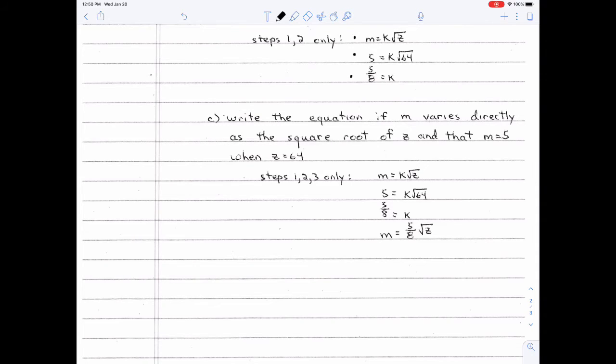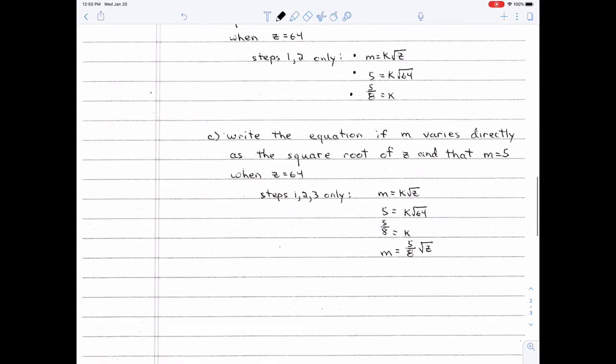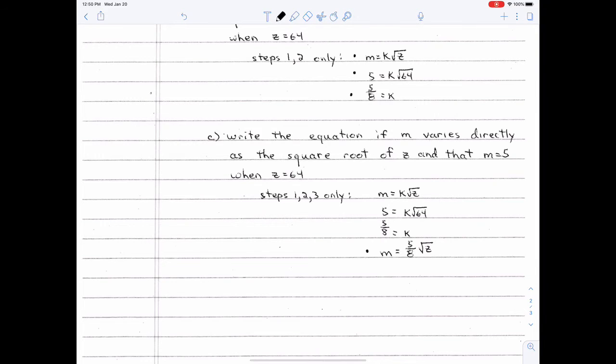Okay? What we'll do is we're writing the equation. Notice up here in B, what I'm asking you to find is the constant of variation. But in C, I'm asking you to write the equation. And the equation means with the constant of variation. So you do the same thing, but you just stop there.